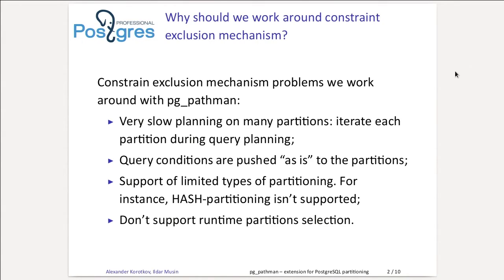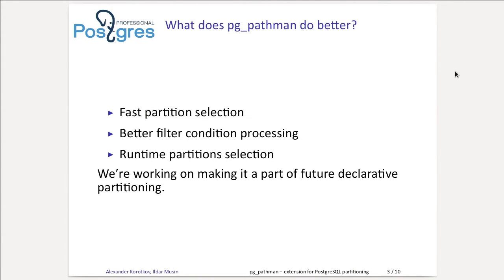This is not an error, but something which is nice to optimize. Also, constraint exclusion supports only some of the partitioning types. This could be improved. For instance, hash partitioning could be supported. And another thing is runtime partition selection. I will show you this with an example. What does PG-Pathman do better? It does fast partition selection, better filter condition processing, runtime partition selection, and also supports hash partitioning.